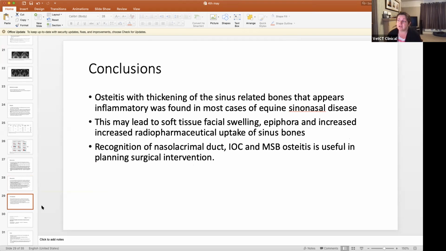Osteitis with thickening of the sinus-related bones that appears inflammatory was found in most cases of equine sinonasal disease. This may lead to soft tissue facial swelling, epiphora, and increased radiopharmaceutical uptake in the sinus bones. The recognition of nasolacrimal duct, infraorbital canal, and maxillary septal bulla osteitis is useful in planning surgical intervention.